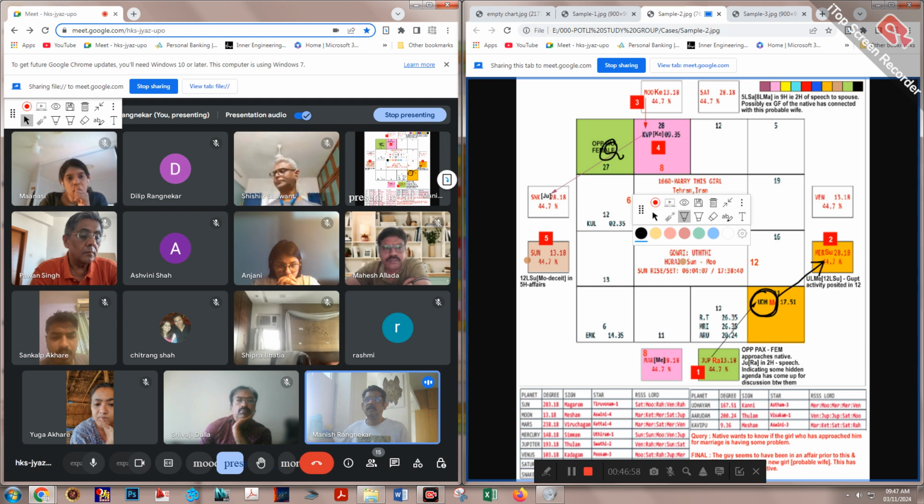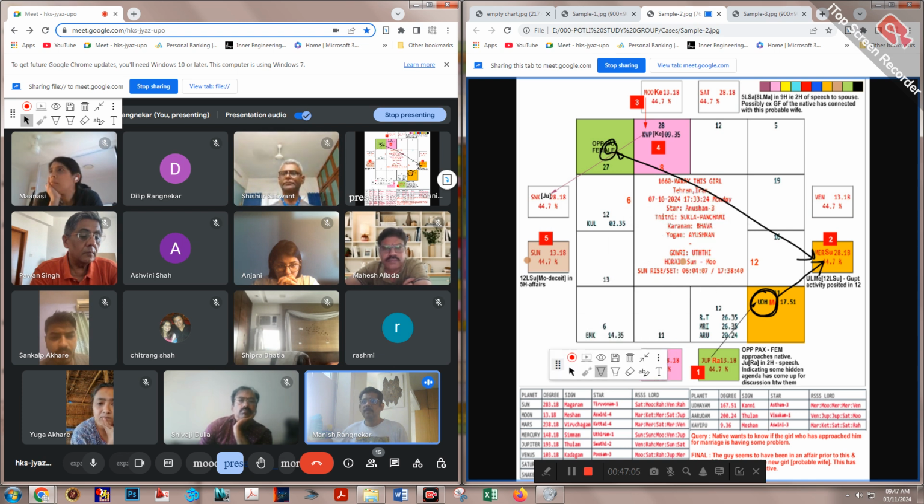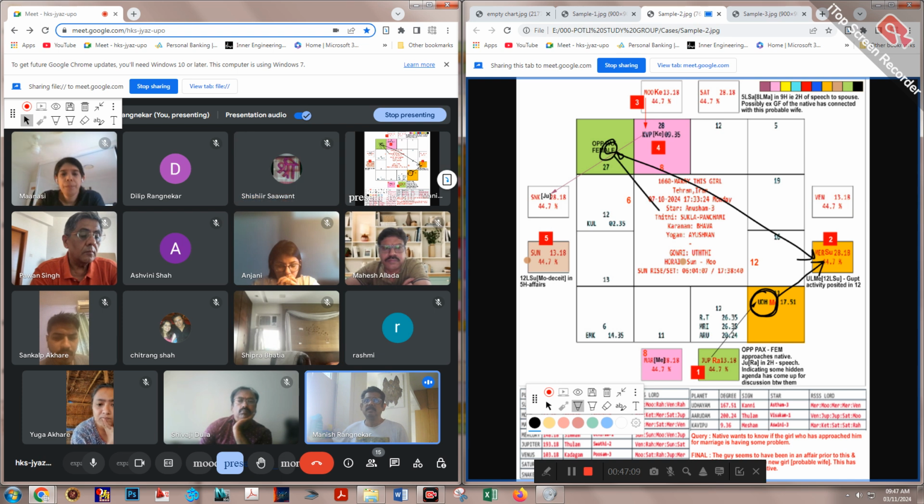For the girl, that becomes what? 6th. Correct? For the girl, it becomes a 6th. If you see here, 7th and counting back, it becomes a 6th for the girl, 12th for the boy. So some 6-12 connection has come. If you remember, 6 is dispute, all that thing. 12th is loss. Okay?